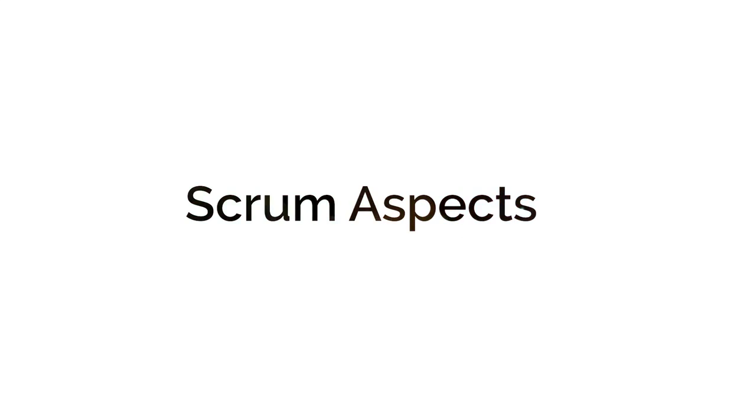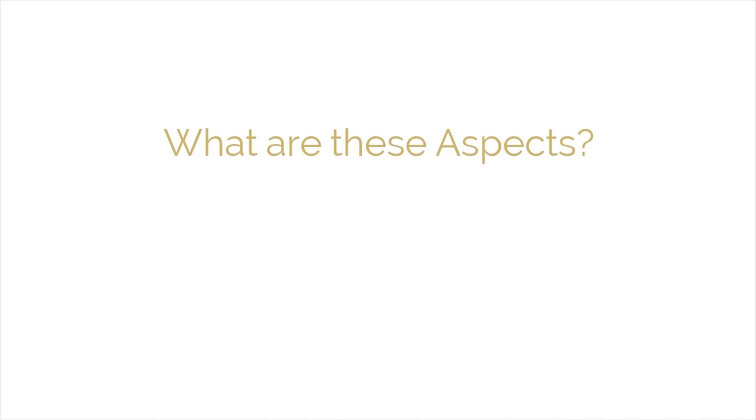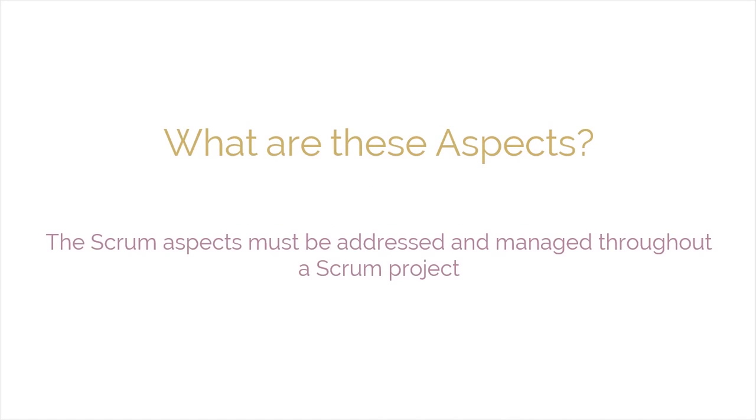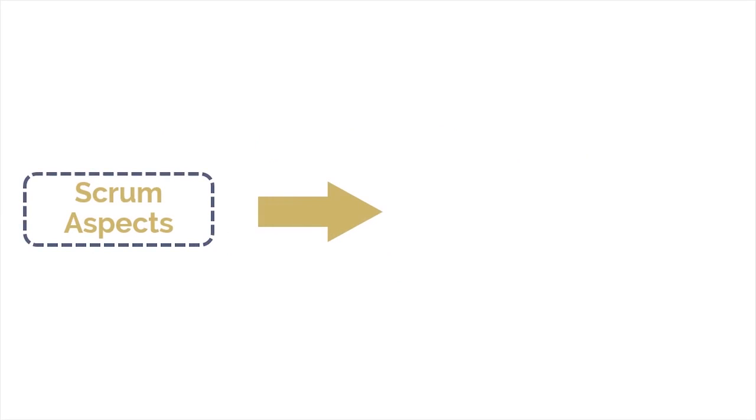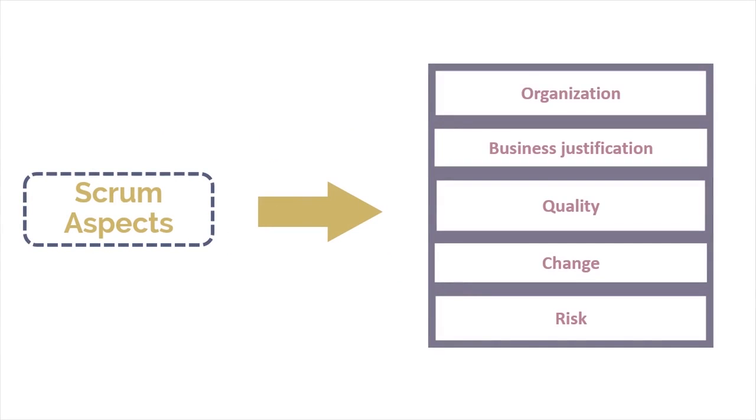Previously, we saw the key principles of Scrum in detail. This module will introduce you to the various aspects of Scrum, which must all be addressed and managed through a Scrum project. The 5 Scrum aspects that we will discuss in this module are organization, business justification, quality, change, and risk.